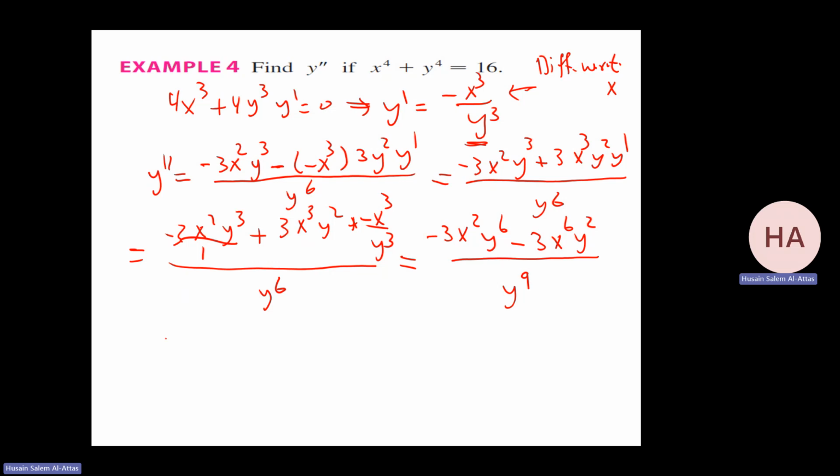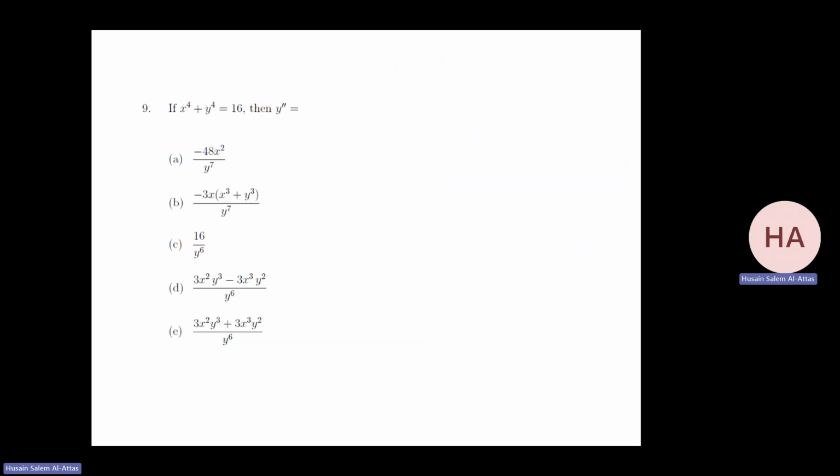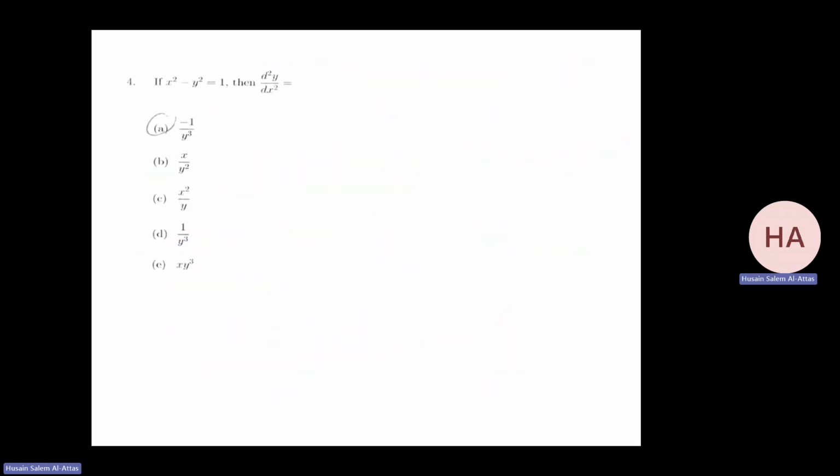Now I can take minus 3x squared y squared as a common factor. What I will get is y to the power 4 from here, and plus x to the power 4, all over y to the power 9. What is y to the power 4 plus x to the power 4? That will be 16. So I have minus 48 x squared over y to the power 7. So that will be my answer. Okay, let us go to the old exam. This is the same problem. I get the same answer, minus 48 x squared over y to the power 7.